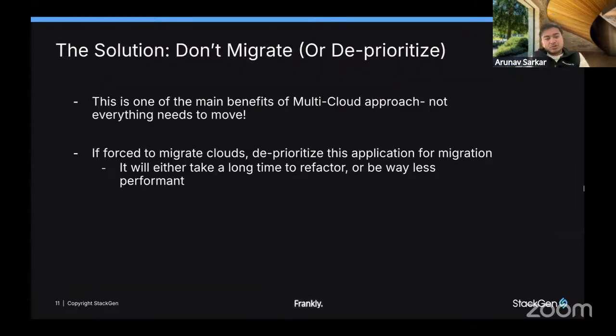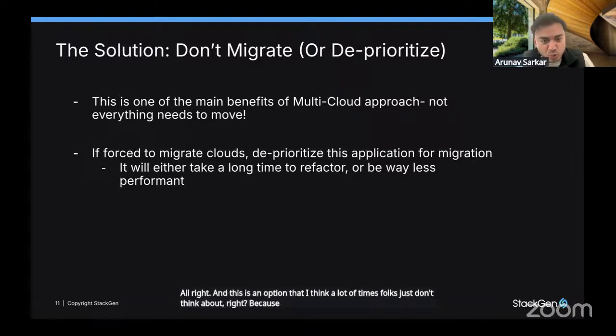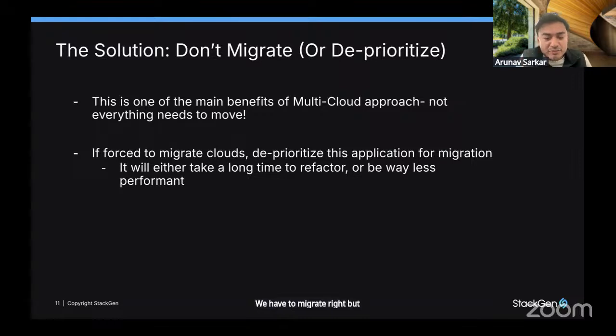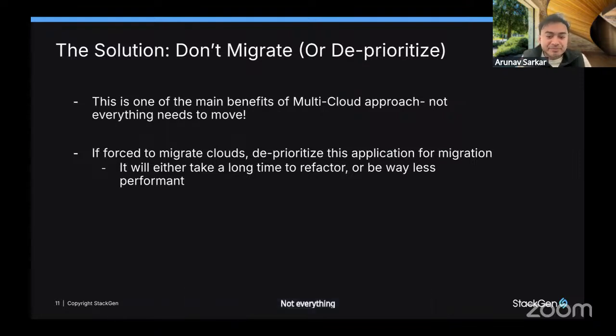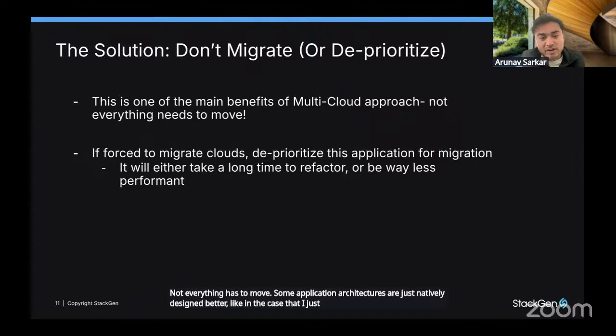Okay, so what's the solution to this? Frankly, the best solution here is don't migrate. All right, and this is an option that I think a lot of times folks just don't think about, right? Because a lot of times we're just told from leadership, hey, we have to migrate, right? But this all goes back to defining what is our multi-cloud strategy. Are we okay going multi-cloud, or are we forced to do a cloud cutover, right? Because this is one of the main benefits of the multi-cloud approach. Not everything has to move, right? Some application architectures are just natively designed better, like in the case that I just showed you, to run in one cloud compared to moving it into another cloud, right?